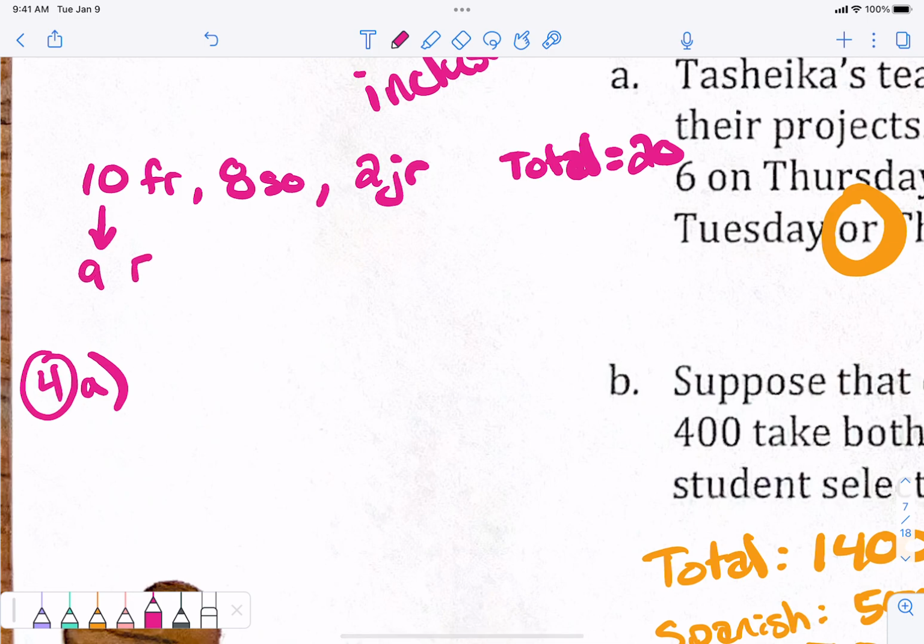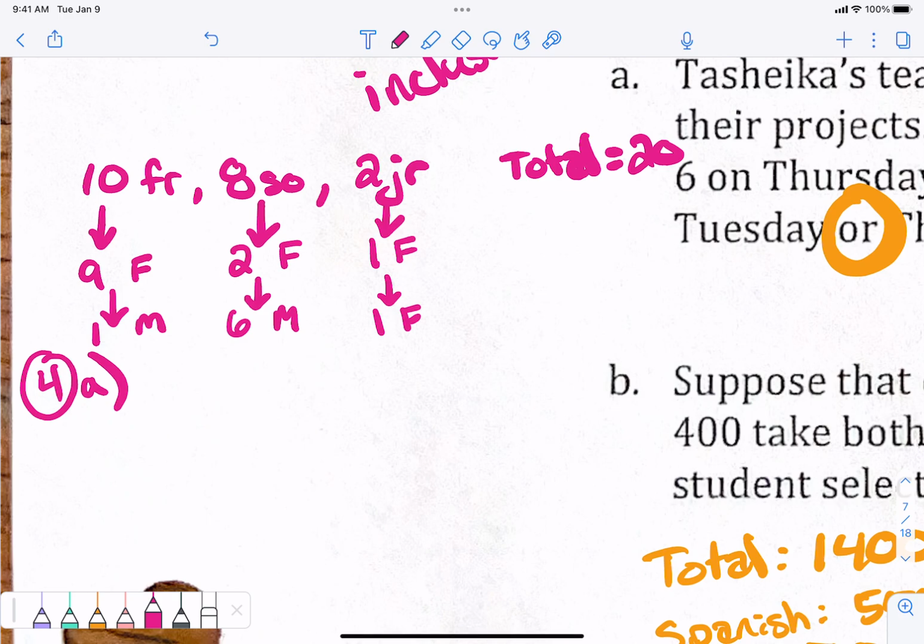There's 9 females, okay? Let's draw some information from that. How many are males then? 1 male, right? Okay. How many of the sophomores are females? 2 females, which means how many are males? 6 males, right? Of the juniors, how many are females? 1 female, which means how many are males? 1. Do you see where we're getting these numbers from? Okay, they give me that there is 9 females, 2 females, and 1 female out of each class. So if there's 9 females out of 10, there's 1 male, right? If there's 2 females out of 8, there's 6 males. If there's 1 female out of 2, there's 1.